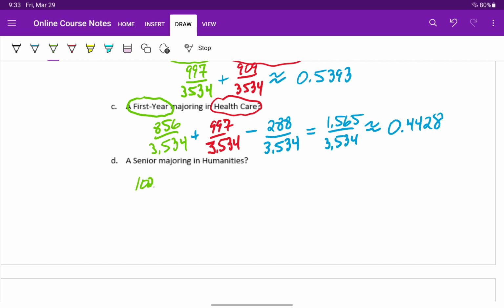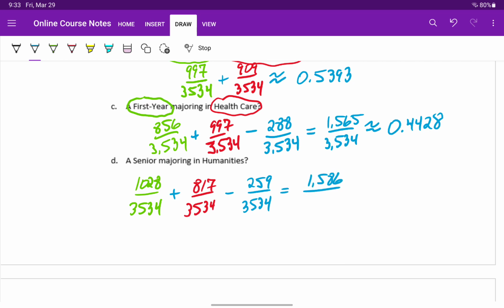This means we'll take 1,028 divided by 3,534. We'll add the probability of selecting a humanities major, which is 817 out of 3,534. And then we'll subtract that overlap, the 259 students who fall into both of those categories, to get 1,586 out of 3,534 students for a probability of 0.4488.